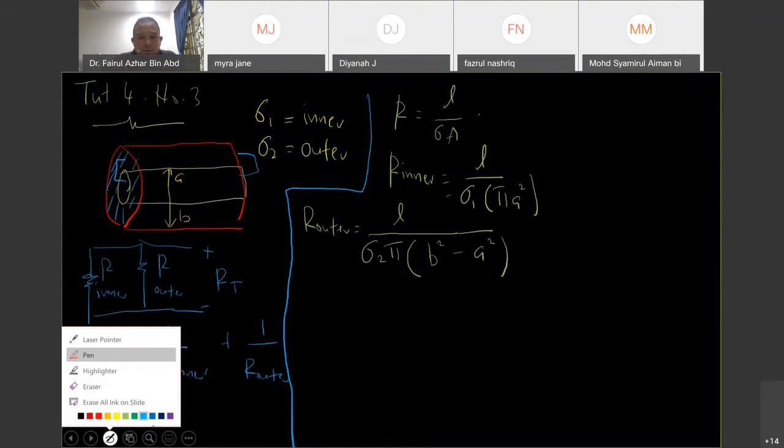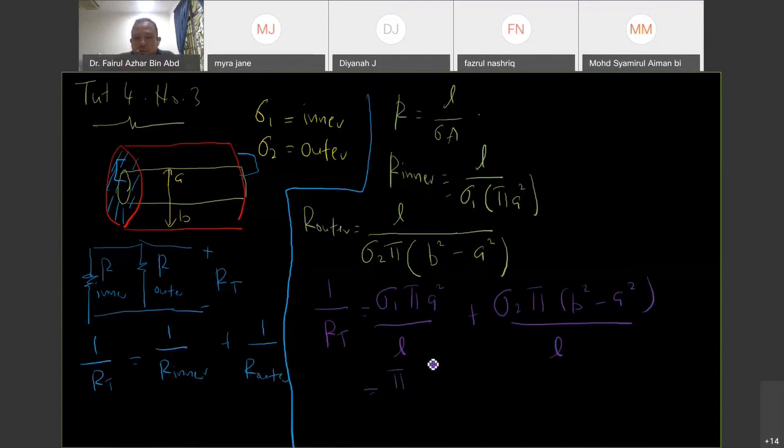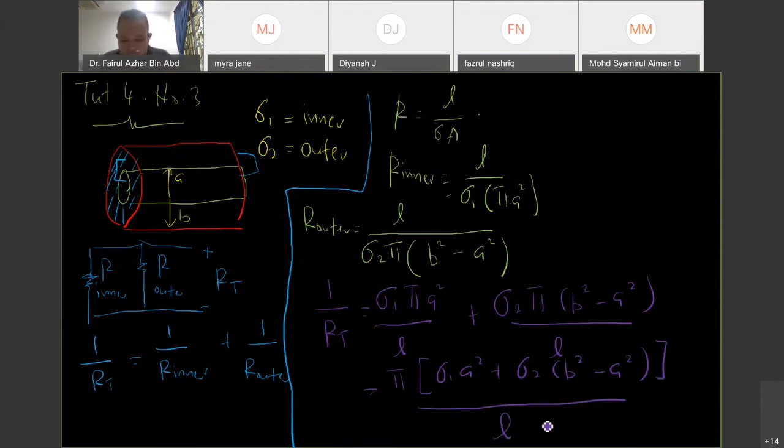If we put all the equations together, 1 over R_T, the total resistance, is equal to 1 over R inner, which is sigma 1 pi a squared divided by L, plus sigma 2 pi (b squared minus a squared) divided by L. If we factorize the pi, we get pi times sigma 1 a squared plus sigma 2 (b squared minus a squared), divided by L.